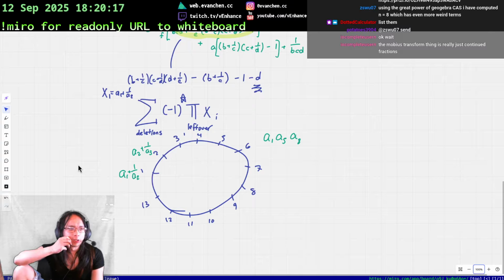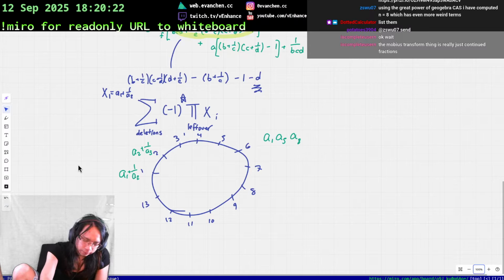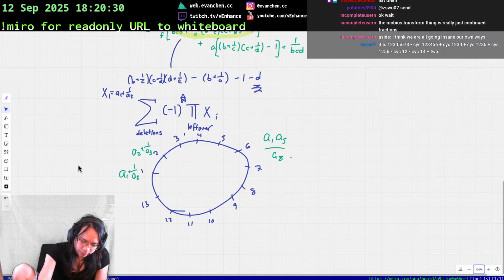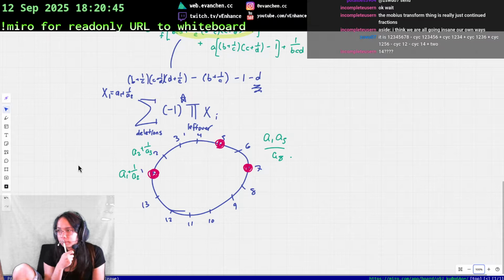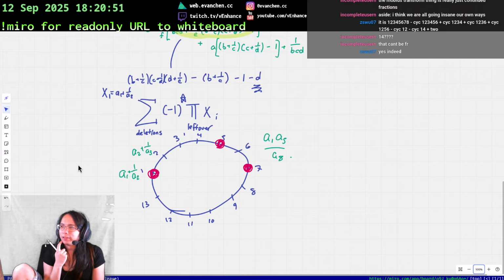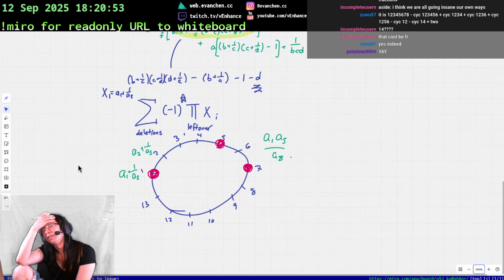Oh wait, sorry. When I'm talking about terms, there should be tops and bottoms, right? So let me do something like a1, a5 over a8. So that means I'm looking at things which have this guy survives, and 8 is like this thing. No, that's not it, because the problem is you have all these... Oh god, this summation is so bad.